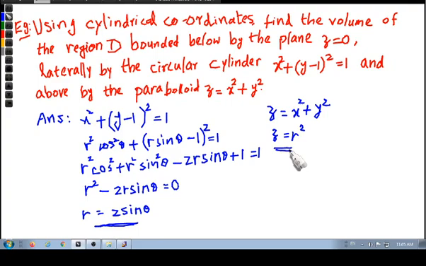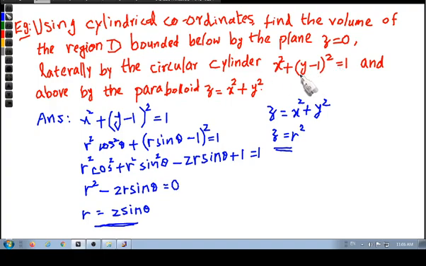Now let us see how the region D will look like. So what is this? x square plus y minus 1 whole square equal to 1. z is not present here. So this is a cylinder whose axis is parallel to the z axis. And where is the center of that cylinder? It is on the y axis, with the coordinates 0, 1.